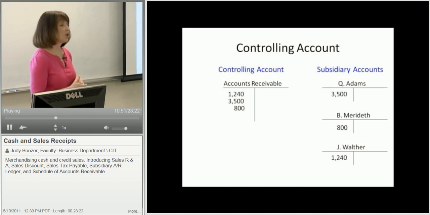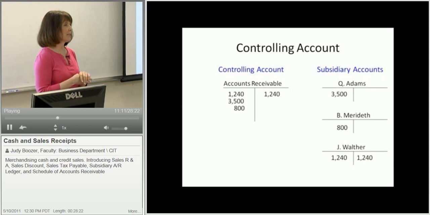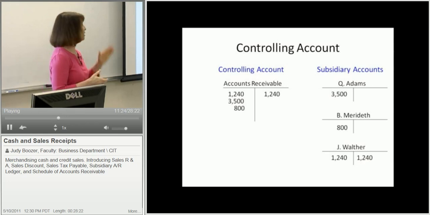So look down at J. Walther. See the T account up there? So it's got a debit and a credit. So what's the balance for J. Walther? Zero. Meredith only has 1, and Adams only has 1. So if you were to add up the balances in all those subsidiary accounts, what is the balance? 4,300. What is the balance in accounts receivable general ledger account? 4,300. So again, controlling account for the subsidiary accounts.